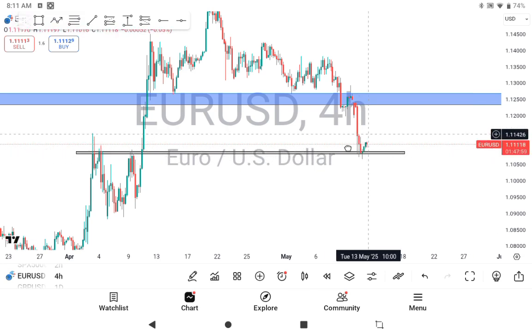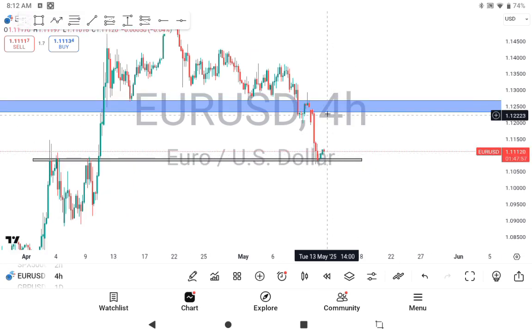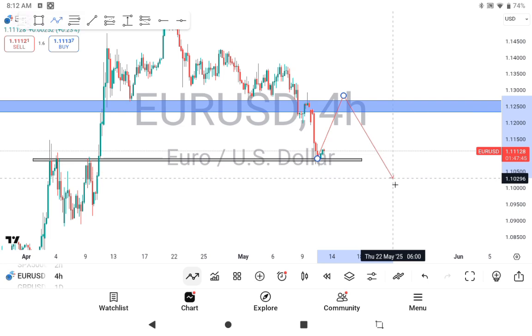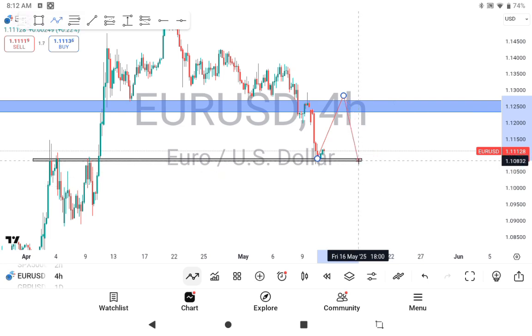So like I've said earlier, now we want to see a pullback. Price has to pull back like so, come right here, come and test this level. In fact, it might even extend a little bit out and continue going lower, come right here again to attempt this support level.